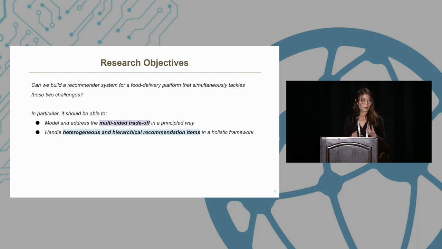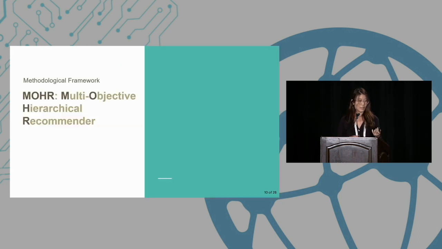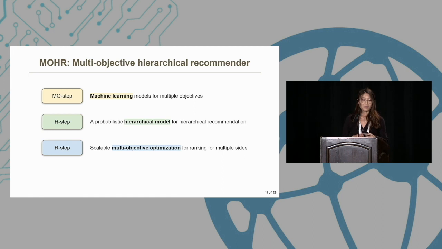So to summarize, in this work, the research objective is to design a recommender system for a food delivery app that can simultaneously tackle these two challenges. And then next, I'll present our proposed methodological framework, which is a multi-objective hierarchical recommender, or MORE as its acronym. So on a high level, this framework is a three-step procedure combining machine learning, hierarchical modeling, and multi-objective optimization. So in the next, I'll zoom into each of the steps separately.